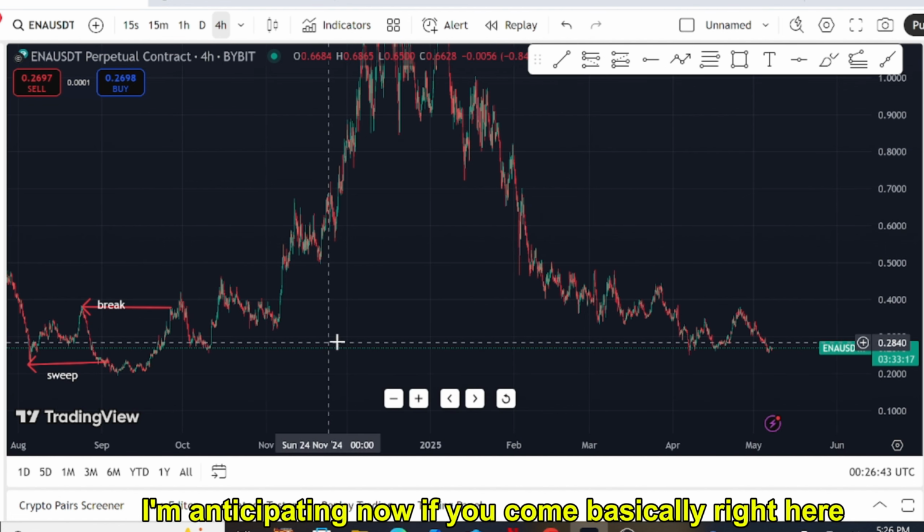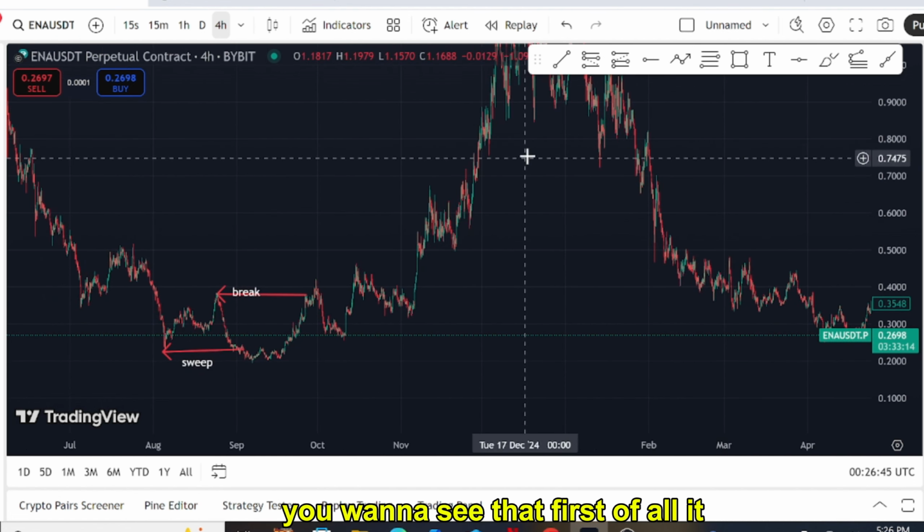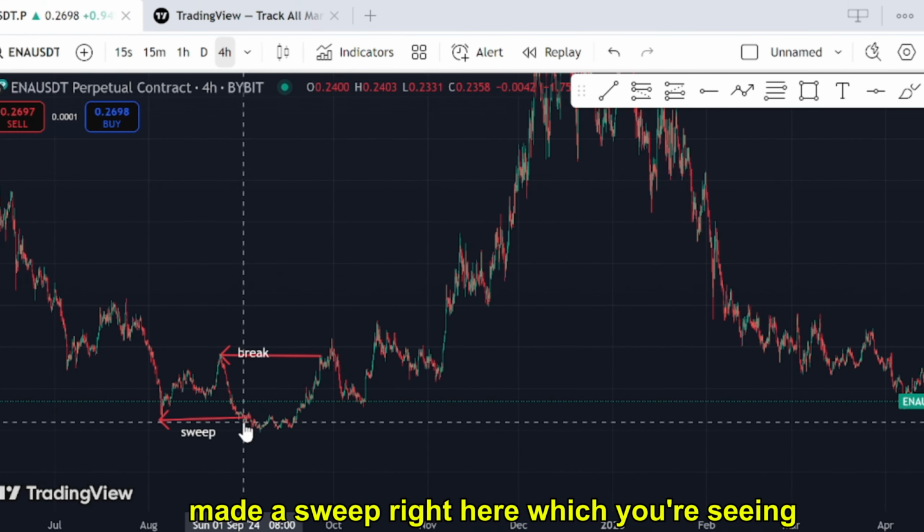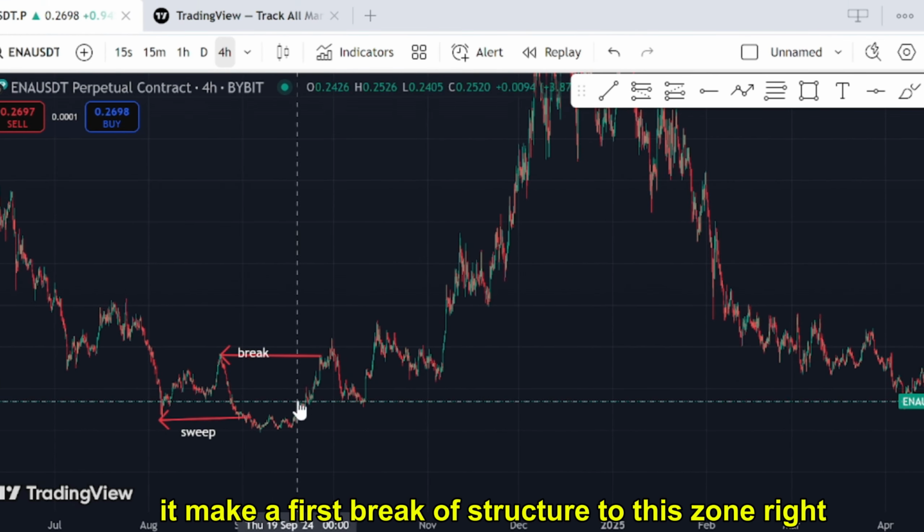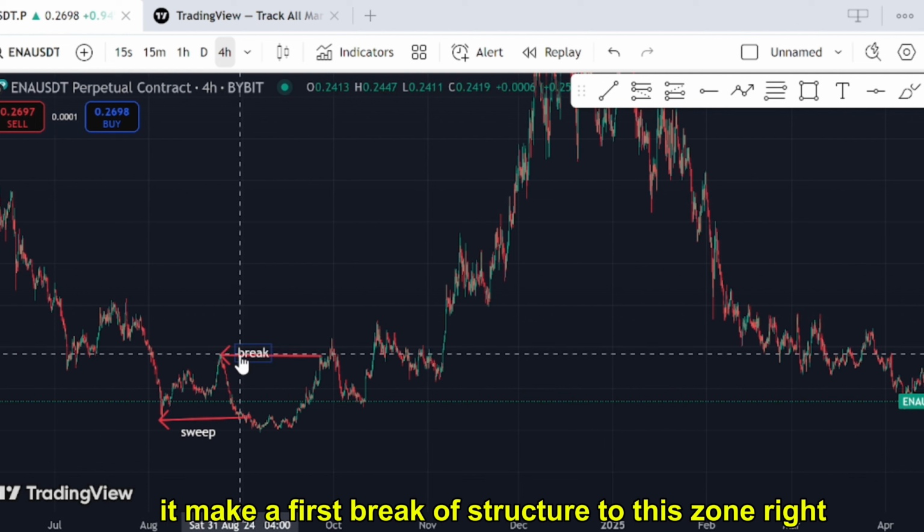Now if you come right here, you want to see that first it made a sweep right here which you're seeing, and then what happened, it made a first break of structure to this zone.